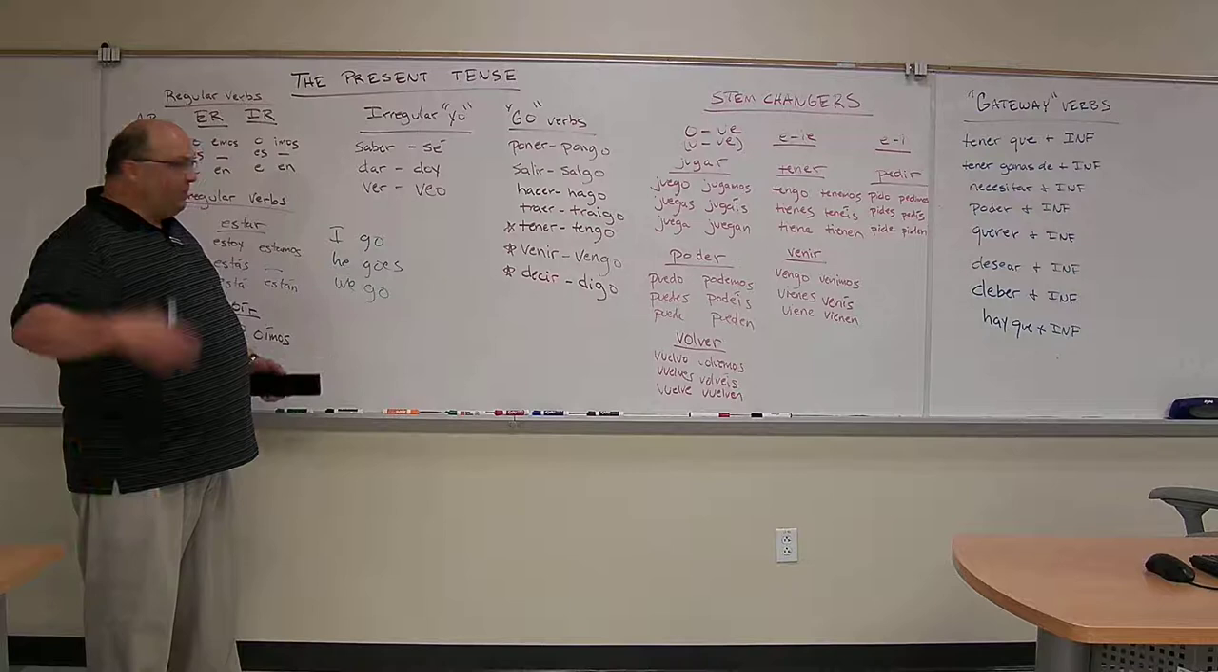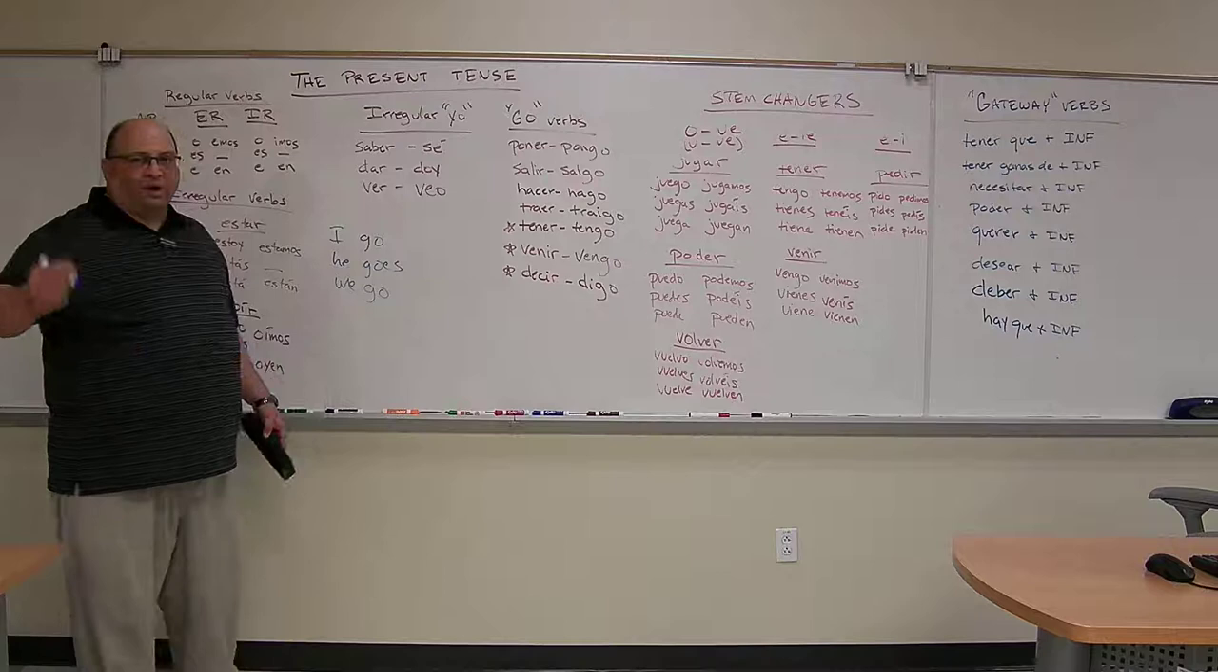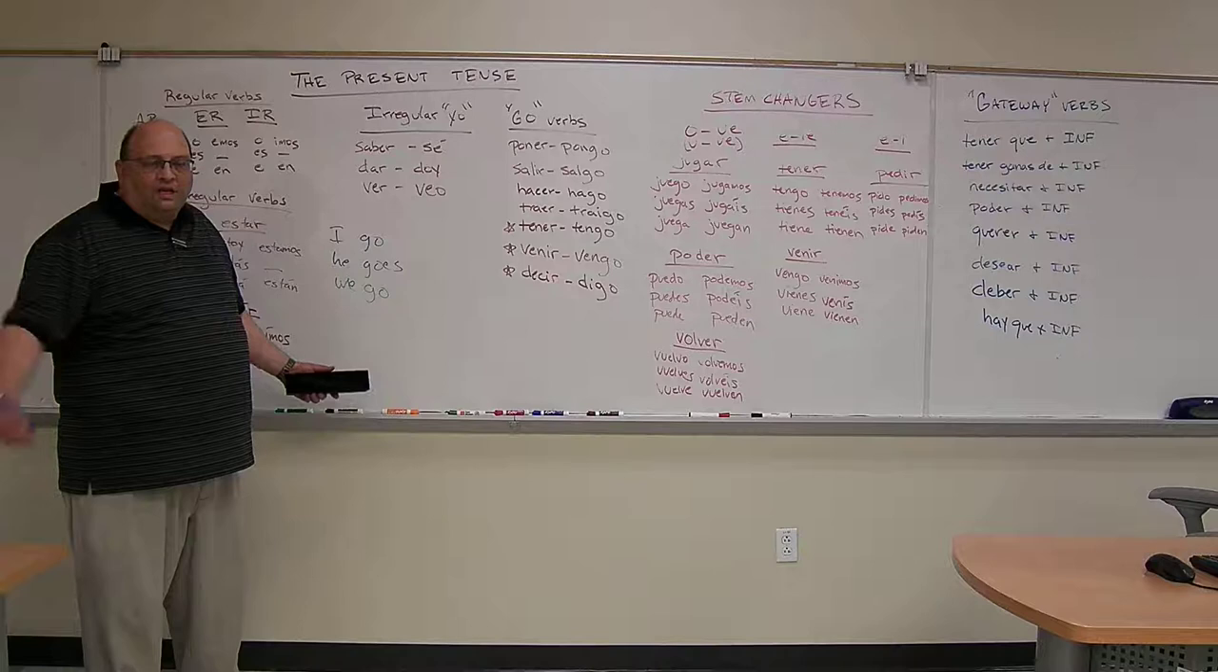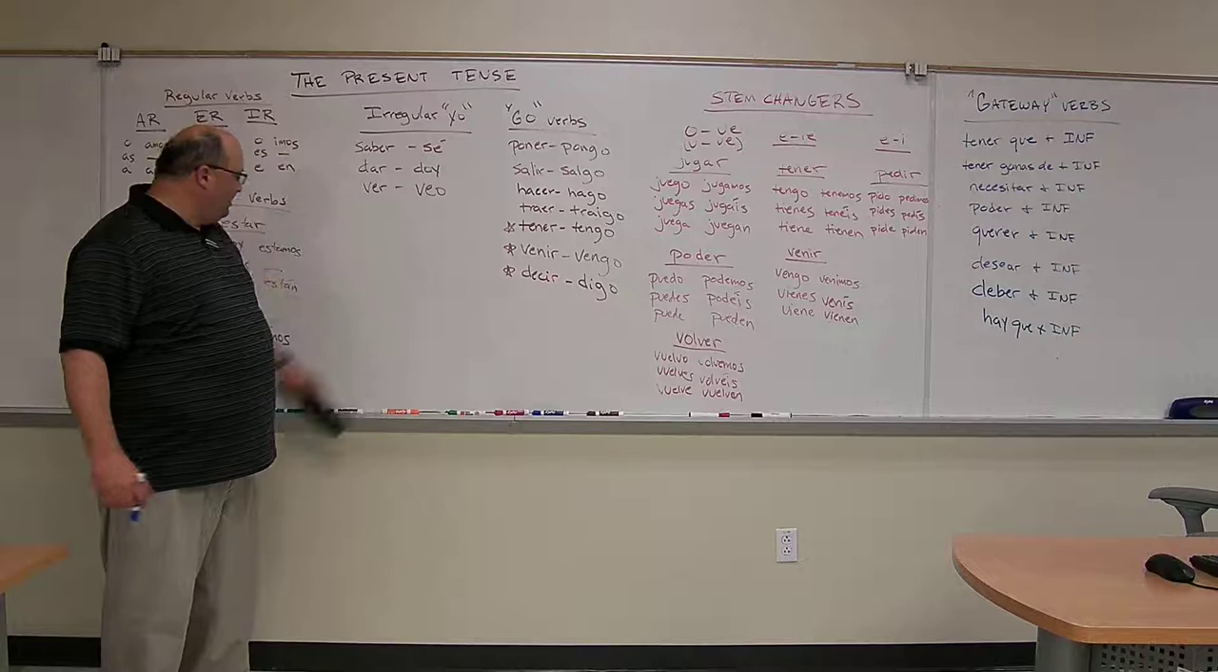So we've already learned in Spanish that we have a lot of different what we call conjugations. And basically what a conjugation means is that we're making the verb tell us who is doing the action, or the verb indicates who's doing the action. And it does so by the ending. So the endings of our verbs tell us who's doing the action.